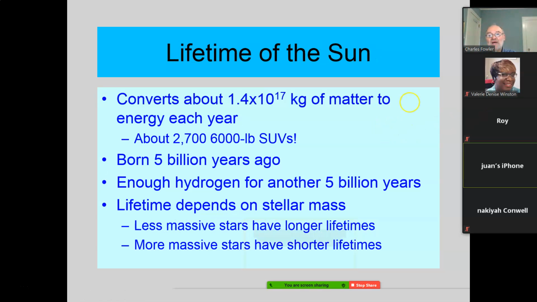Yes, here we have. The less massive stars have longer lifetimes. Those are the smaller stars. They live into the trillions of years. The more massive stars have shorter lifetimes. They only live for like millions of years.